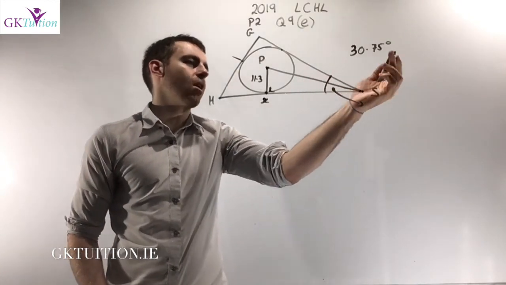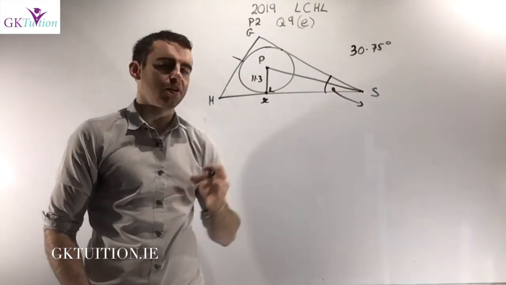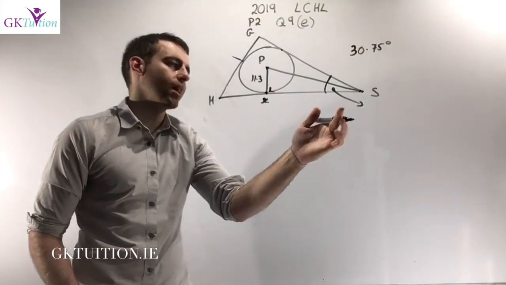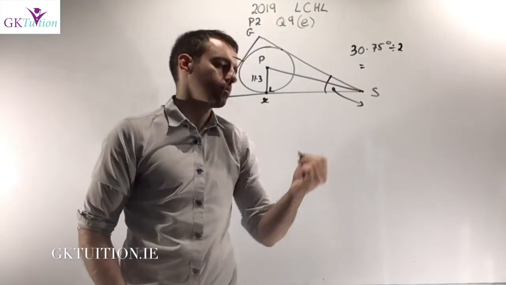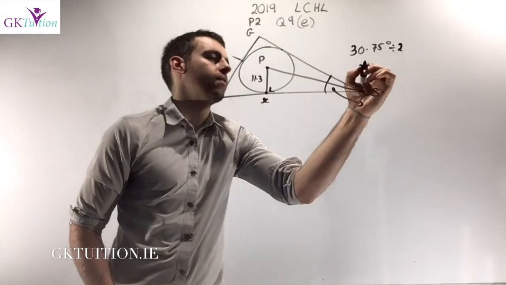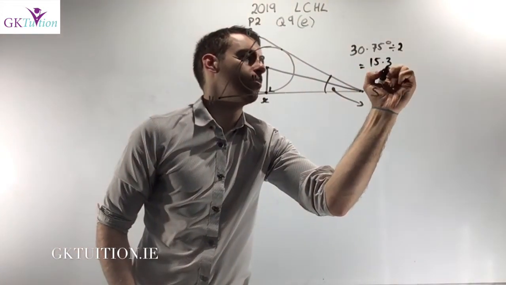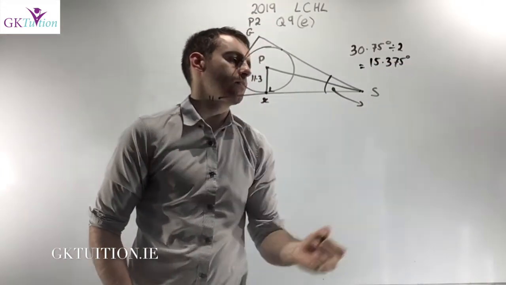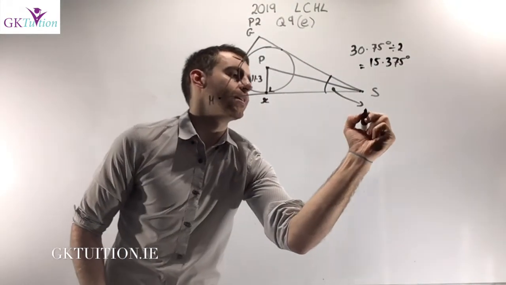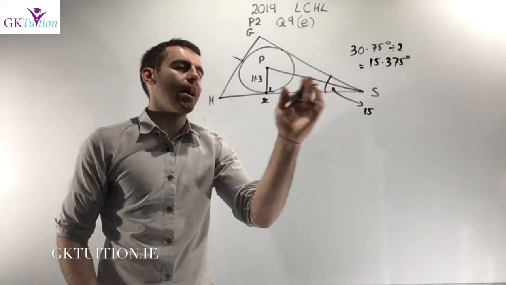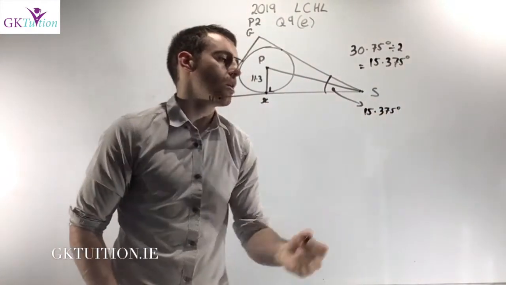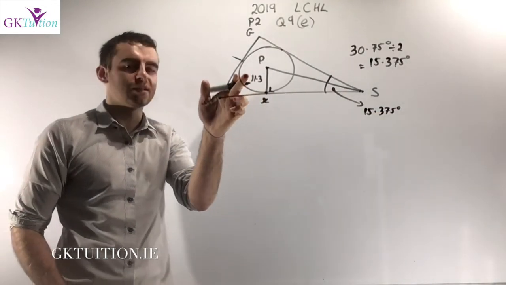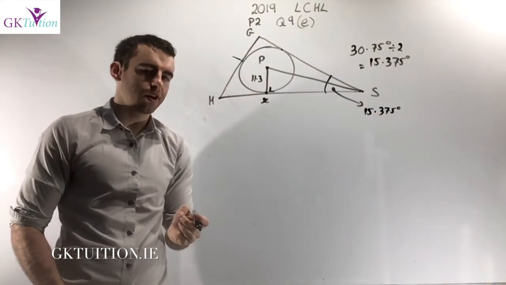We worked out that the entire angle in part 2 was 30.75. So to work out this angle, we just divide 30.75 by 2. If we divide 30.75 by 2, we get 15.375 degrees. So now I know that I could say that this angle, the angle XSP, is 15.375 degrees.